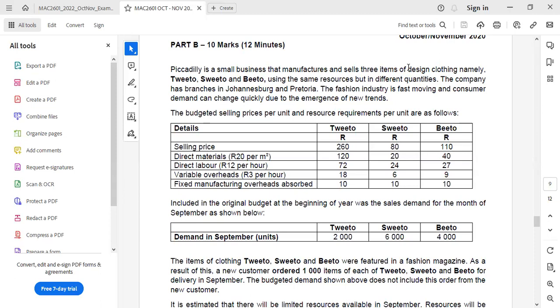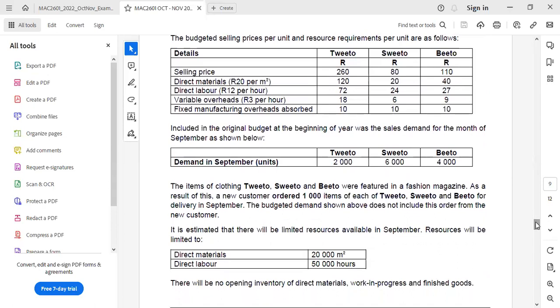Piccadilly is a small business that manufactures and sells 3 items of design clothing, namely Twito, Sweeto, and Bito, using the same resources but in different quantities. The company has branches in Johannesburg and Pretoria. The fashion industry is fast moving and consumer demand can change quickly due to the emergence of new trends. The budgeted selling prices per unit and resource requirements per unit are as follows. Included in the original budget at the beginning of the year was the sales demand for the month of September as follows: Twito, Sweeto, and Bito.